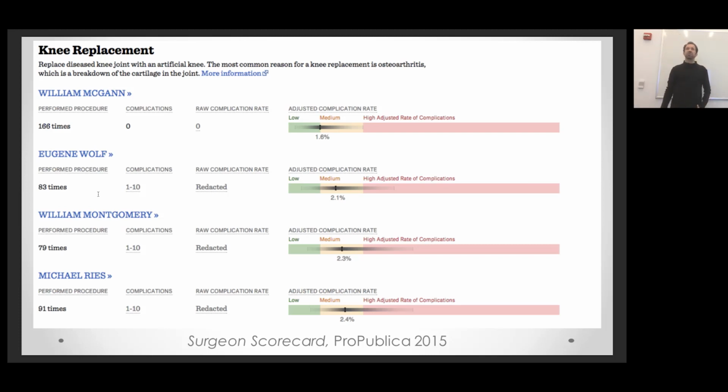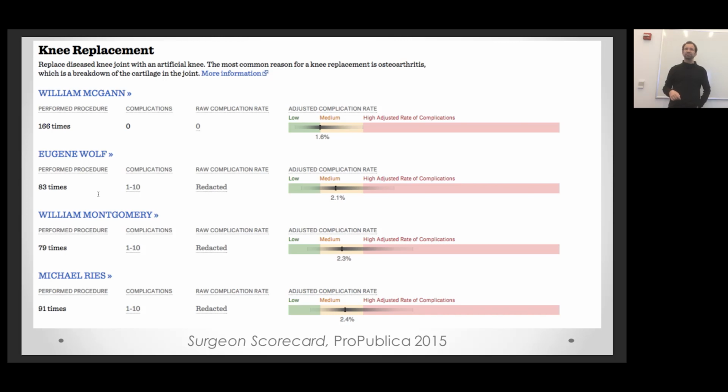This is a piece called Surgeon Scorecard. This is the first ever publication of surgical complication rates that name doctors. So Eugene Wolfe has done a knee replacement 83 times, and his complication rate's about 2%, with fairly wide error bars. And this was a piece that was produced at ProPublica from 5 years of Medicare data. So Medicare doctors provide about 40% of the medical procedures in the United States. So it's as big of a sample of medical data as you're going to get.